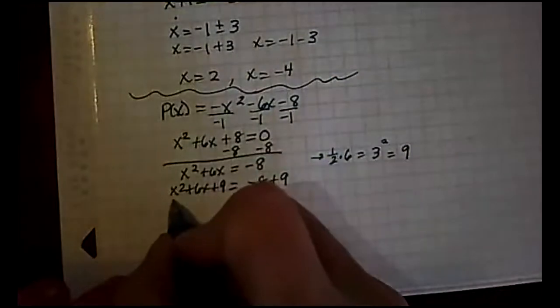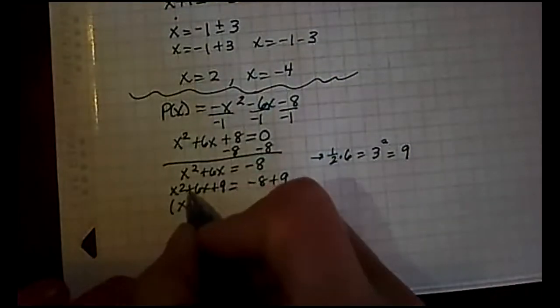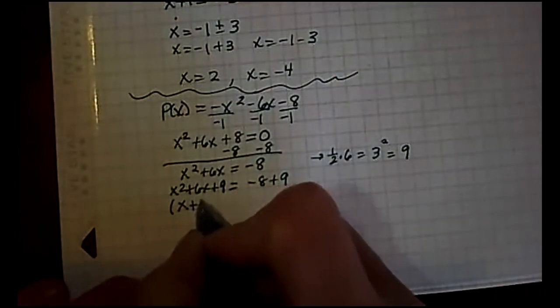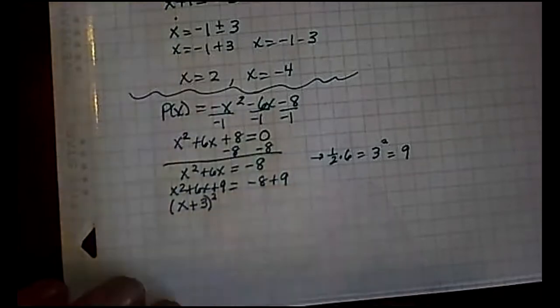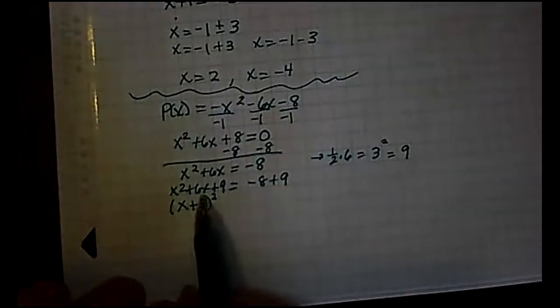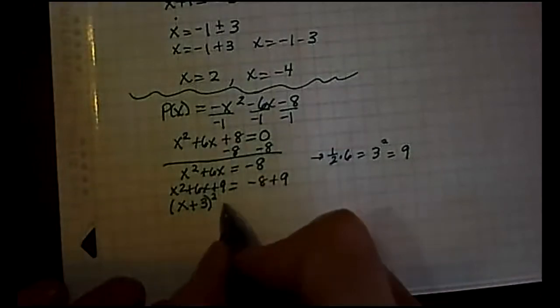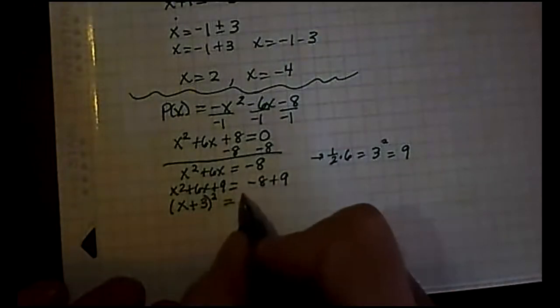Okay, now we're going to factor. So let's factor. We're going to bring down the variable, bring down the sign, and half the middle term. And again, if you don't understand that, just go over to the side and factor that out. And then -8 plus 9 is 1.